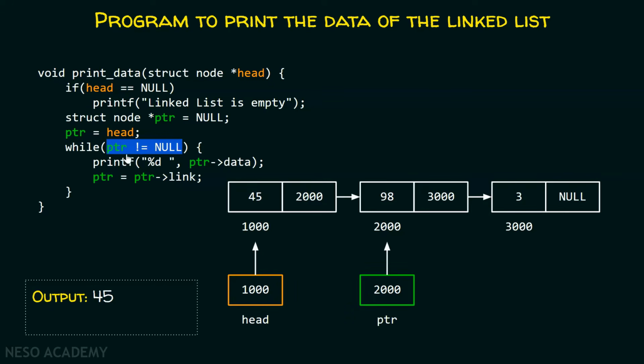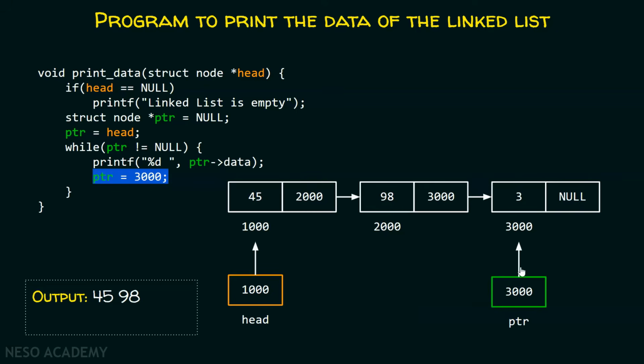After that we get again to this point. Is ptr not equal to null? Yes, ptr is not equal to null. So we'll get inside and we'll print the data of the second node of the list, that is 98 will get printed on the screen. After that again we'll get to this point, that is ptr equal to ptr link. Again this will get updated by the address 3000 because ptr link contains this address. So now it will get updated by 3000, which means that it is now pointing to the third node of the list. We'll check this condition once again.